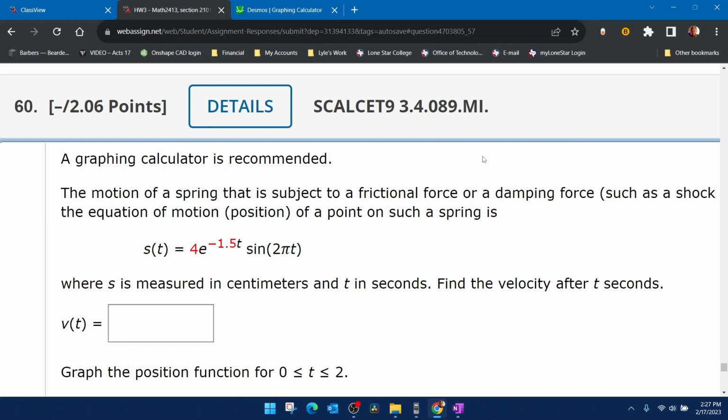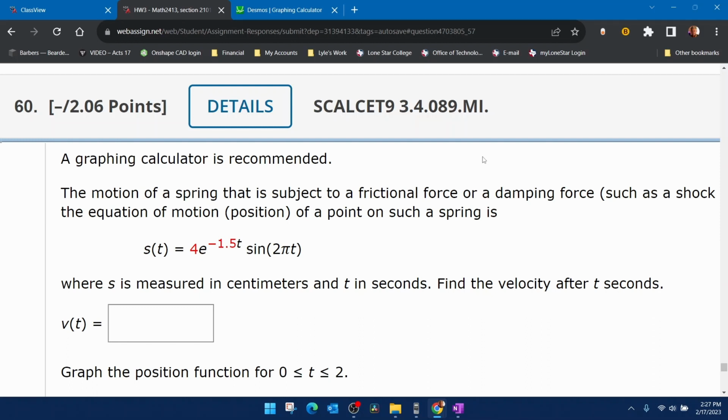The motion of a spring that is subject to a frictional force or a dampening force is represented by this equation, s of t equals 4e raised to the power of negative 1.5t, all of that times sine of 2 pi t, where s is measured in centimeters and t is measured in seconds.